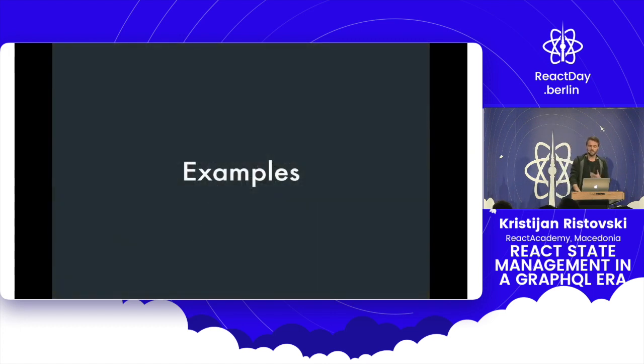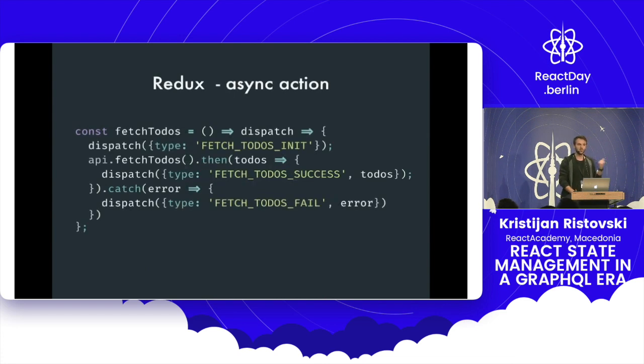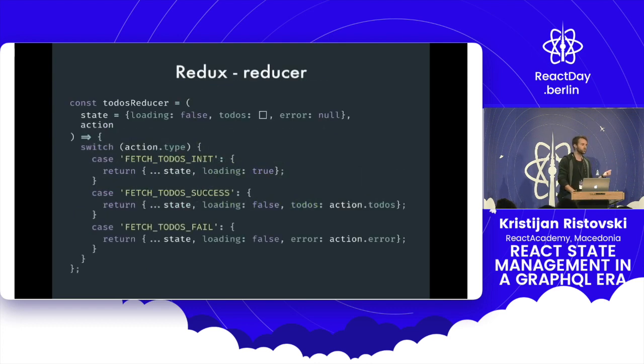So let's go and see some examples about fetching a simple list of to-dos, starting with Redux. For Redux, I need 2 slides to fetch a list of to-dos. One with the async action. Second for the reducer, where I need to grab the data, eventually normalize the data, dispatch some actions, and put it in the store. So it's like 2 slides of code.